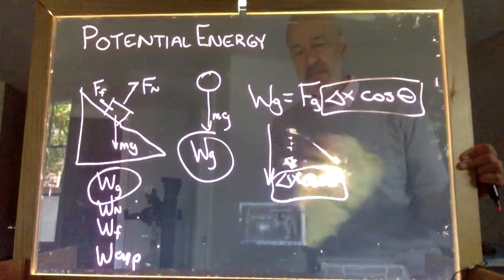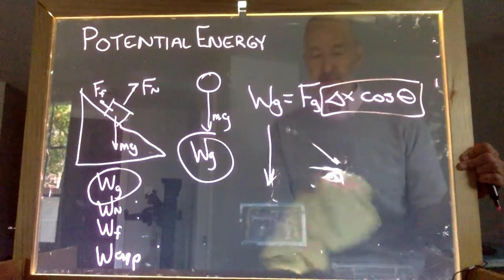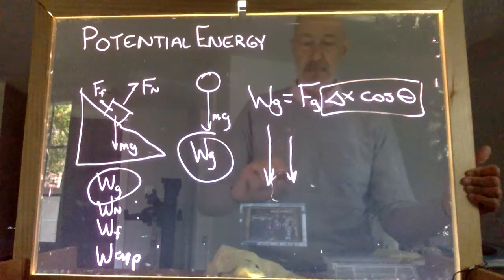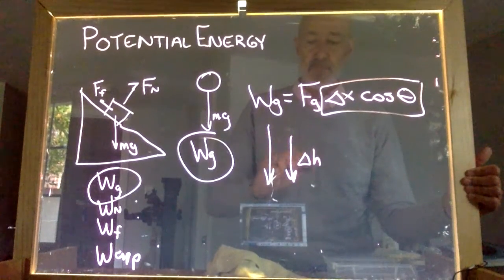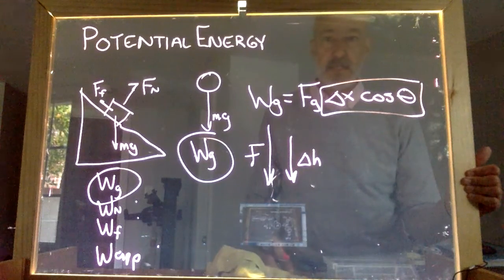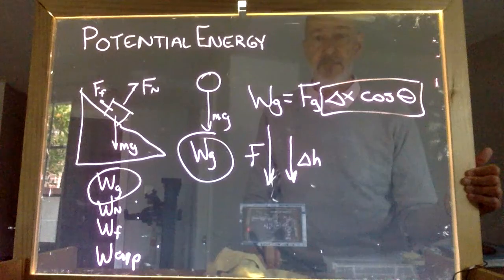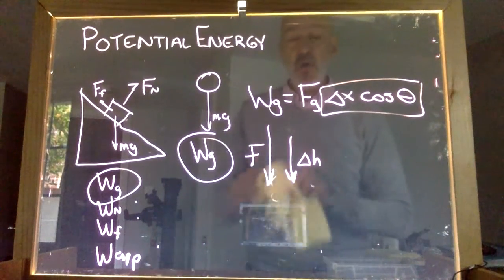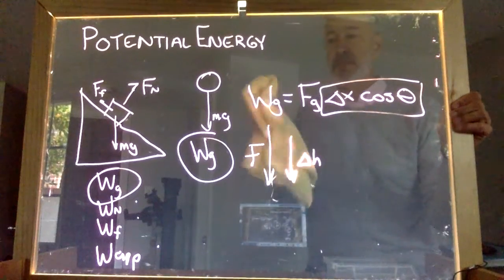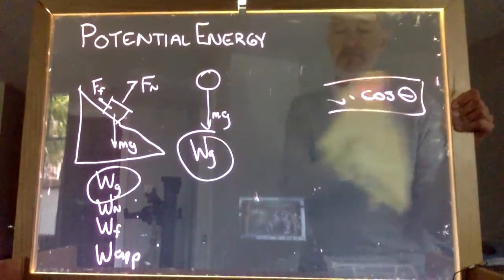Well, there's an easier way of looking at that. Instead of thinking of all this cosine theta and all that, if we just say, how far does the object move down? Change in height, and the force. Then the work done by gravity is just force times the change in height. mg times the change in height. So since we use this so often, we replace the work done by gravity by this thing called potential energy.